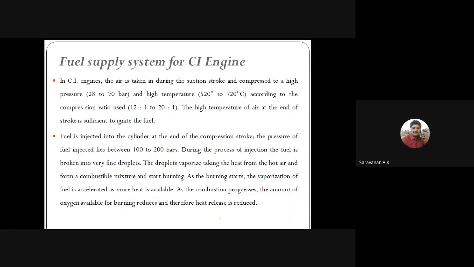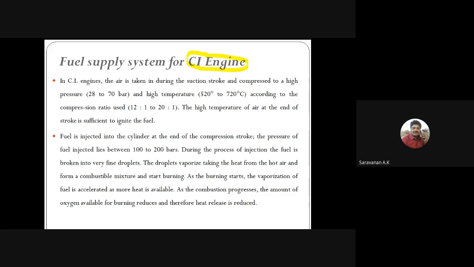So, the fuel supply system for the CI engines. In the SI engine, we have to mix the air and fuel before entering the cylinder, so we are using a device, the carburetor, right? But in a CI engine, the intake is only the air. So here we don't require any ignition system, right?